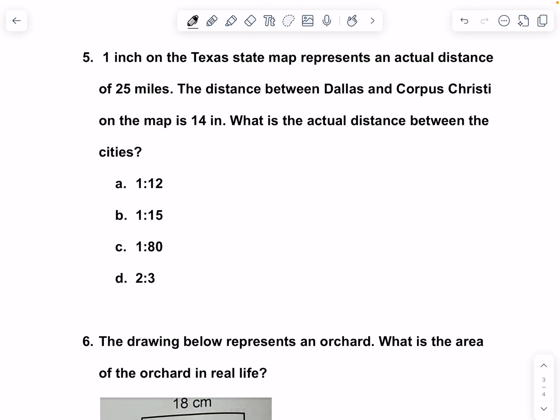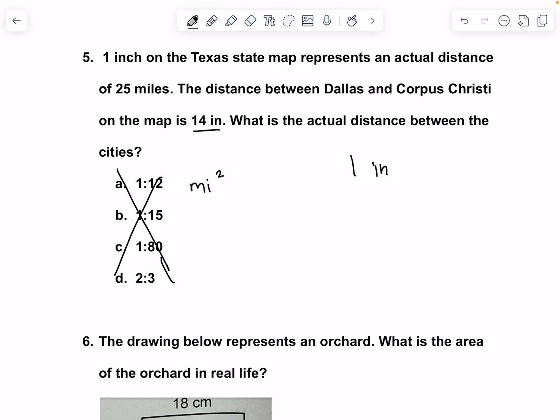Number 5 says 1 inch on Texas state map represents an actual distance of 25 miles. The distance between Dallas and Corpus Christi on the map is 14 inches. What's the actual distance? None of these would actually be correct since it's asking for the actual distance. So we'll just solve that right now.